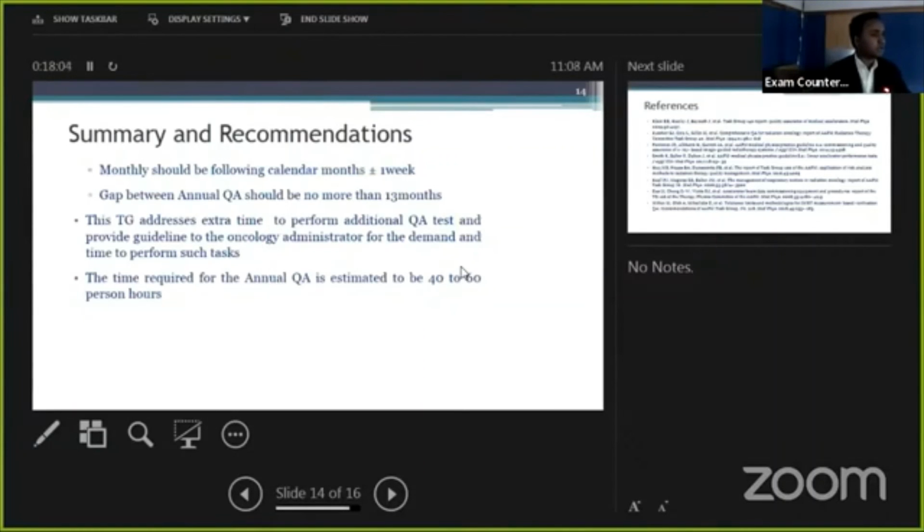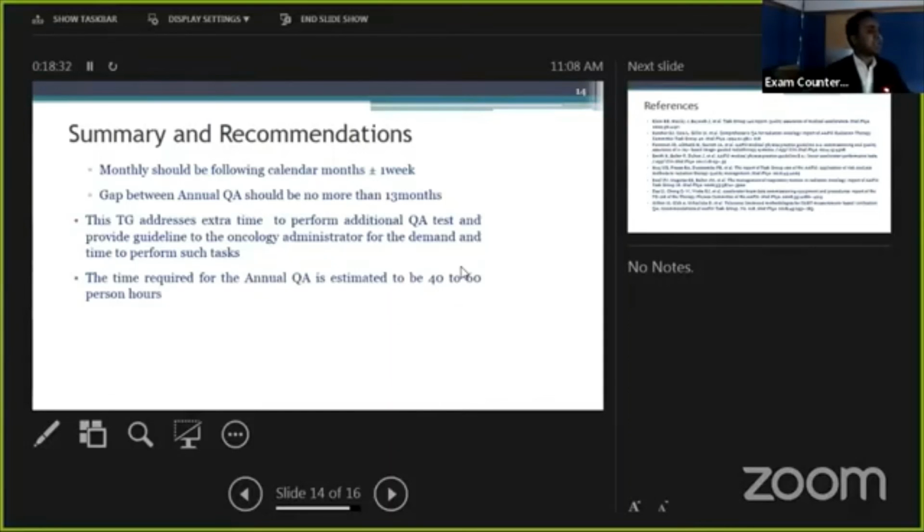Monthly QA should follow calendar months. That is, it should not be skipped, and it should be done in the following months. And the limitation is imposed that you have to do it after 3 weeks or after 5 weeks, plus minus 1 week is the imposed limit. The gap between annual QA is 13 months. That is, after 13 months have passed, you need to perform your scheduled annual QA.